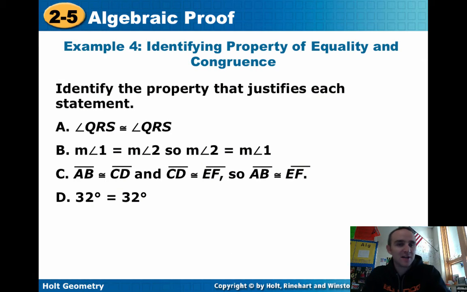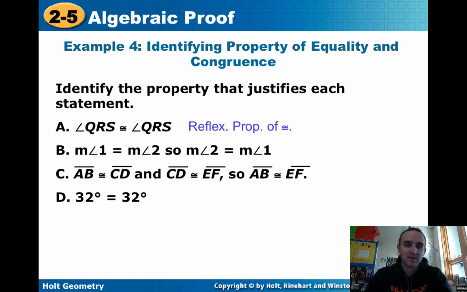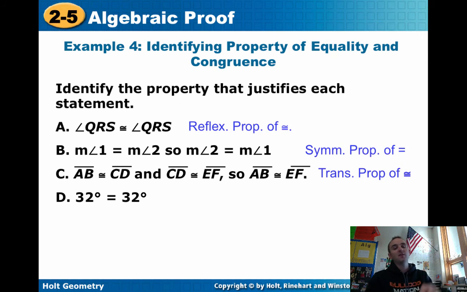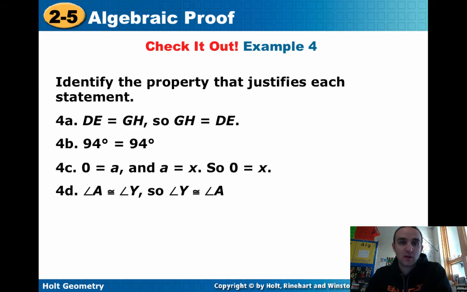All we're trying to do here is identify which property is being used. So A has just one thing in it, right? It's got one statement, that is R, reflexive. B has two statements in it, so that is symmetric. Notice that A was the reflexive property of congruence because there was a congruent symbol. 2 is the symmetric property of equality because there's an equal sign. 3 has that congruent symbol again. There's 3 of them, so we're looking at the transitive property of congruence. And then of course D, equal sign, one set of things there, so we're looking at the reflexive property of equality.